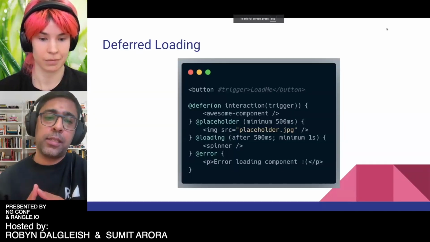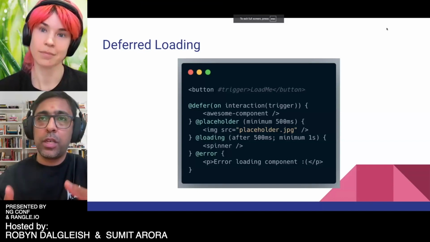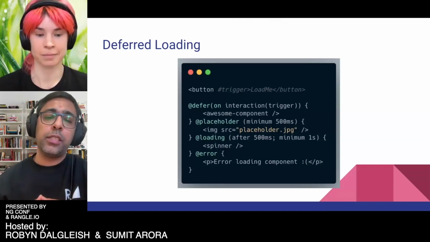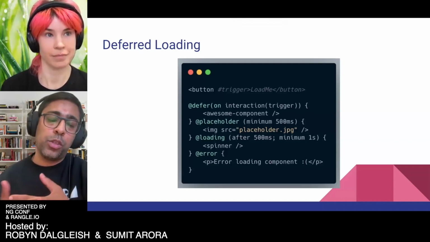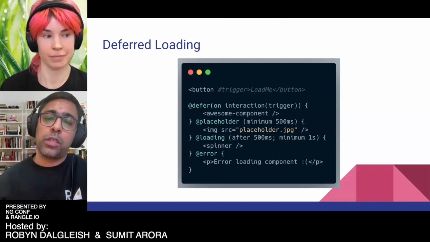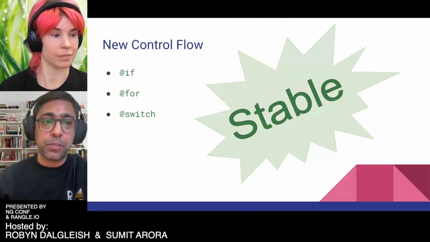Okay, the next is differential loading, which, as I mentioned, was released in version 17, but with version 18 it's now stable, so you can use it in your production applications as well.